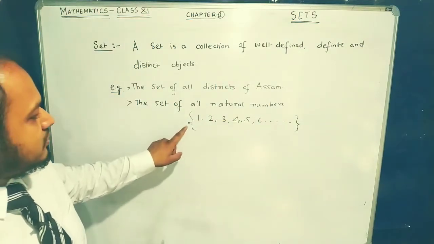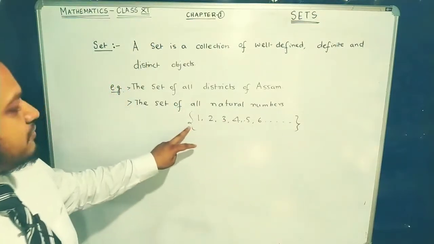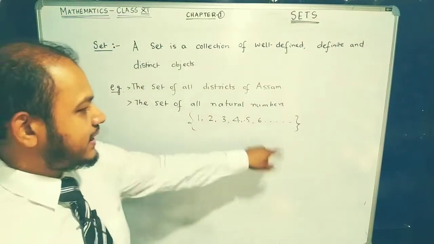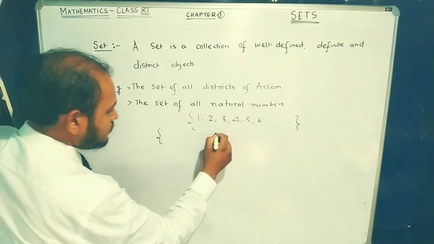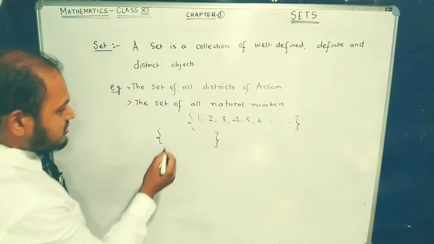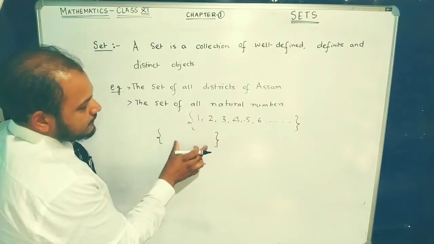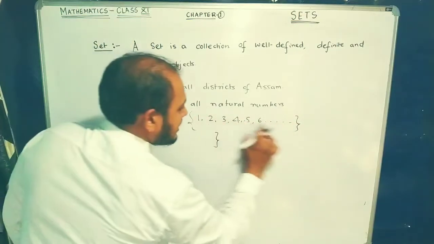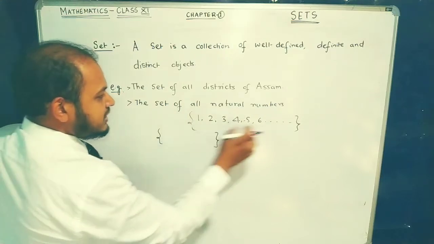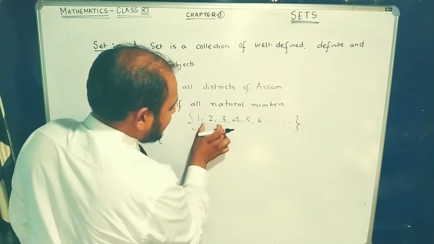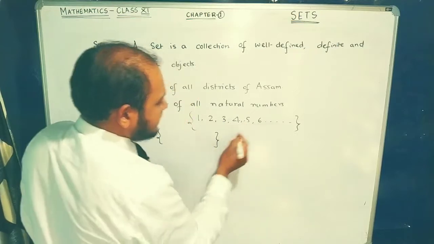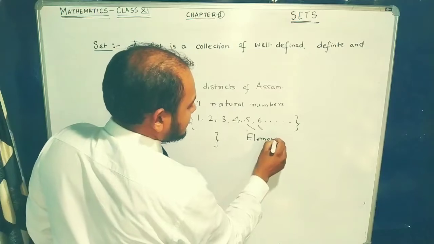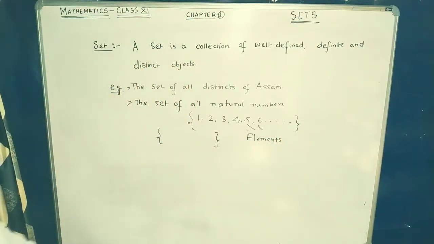Notice that I have included a bracket here. In every set, it is the common custom that you should enclose the set with this type of bracket, and what follows inside it are the contents of the set. This entire thing is a set of all natural numbers. This notation indicates that it is a set, and inside it we have the contents of the set. These contents are known as elements of this set.